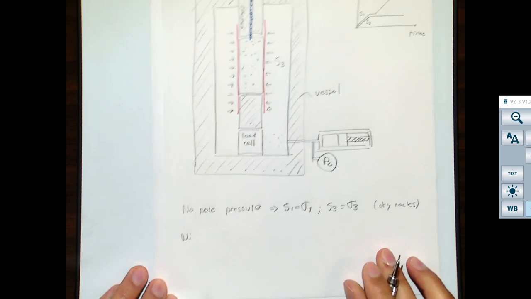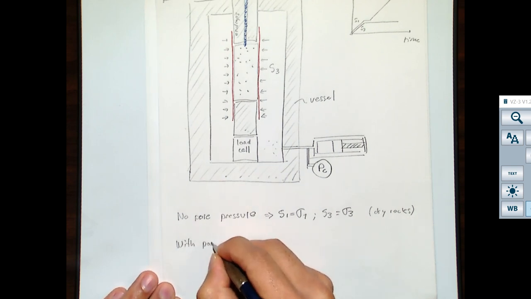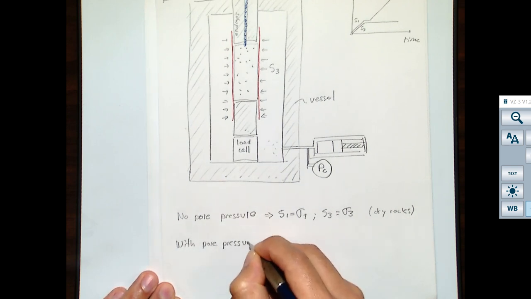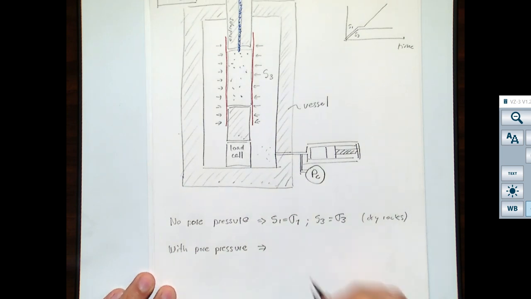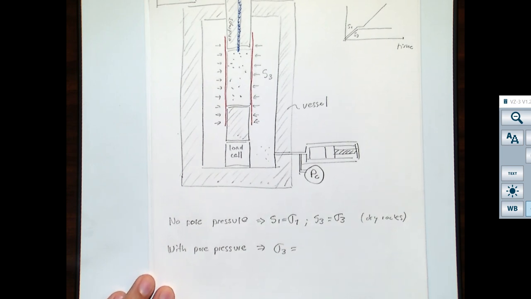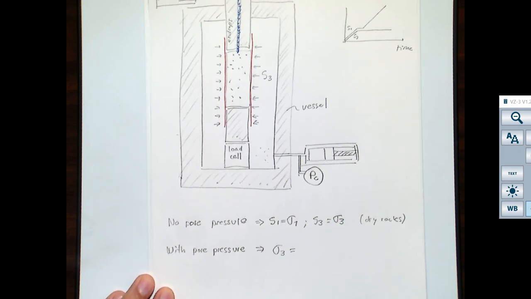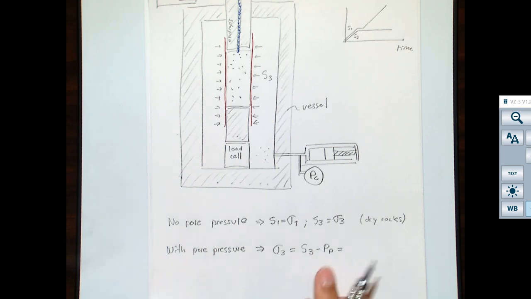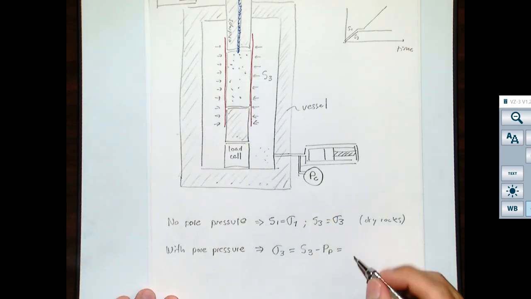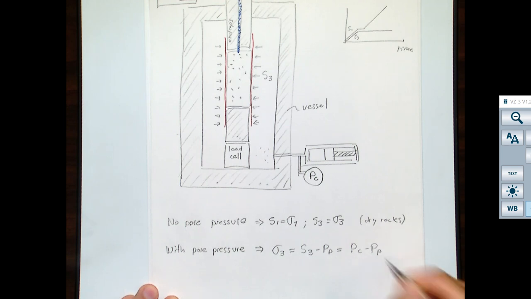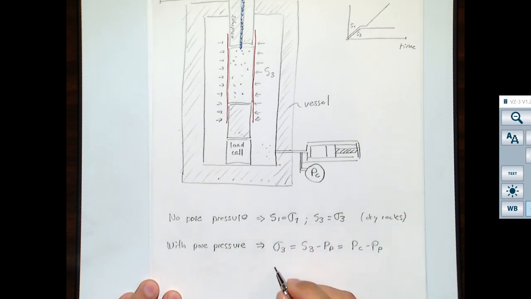So when we have now pore pressure, what is going to be sigma 3? It is S3 minus PP, and we know that S3, as it goes through the membrane, is confining pressure minus pore pressure, and sigma 1 is going to be S1 minus PP.